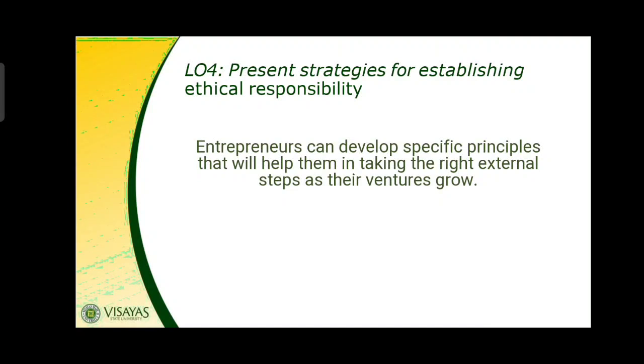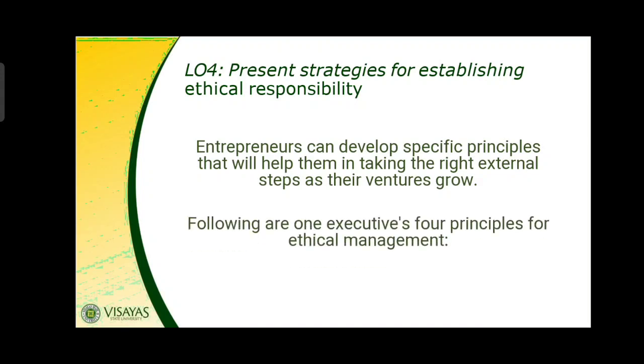So, in our learning objective 4, you must proceed to presenting strategies for establishing ethical responsibilities. So, we will be discussing the strategies, how to establish ethical responsibility, no? So entrepreneurs can develop specific principles that will help them in taking the right external steps as their venture grows. So following are one executive's four principles for ethical management.